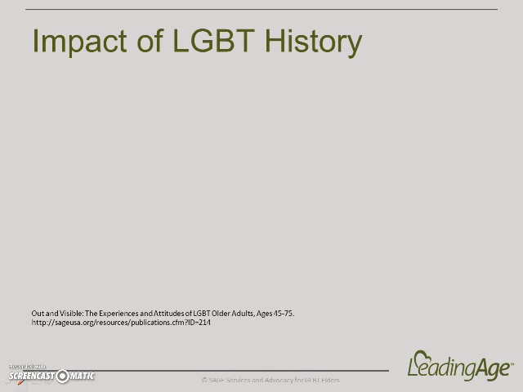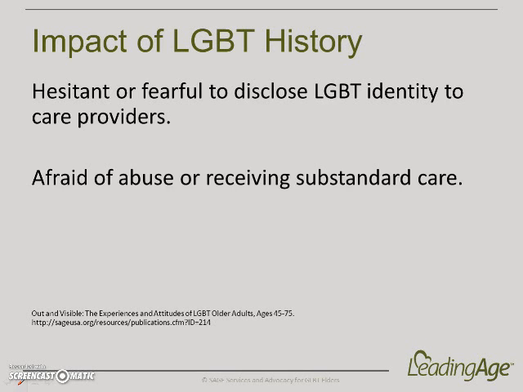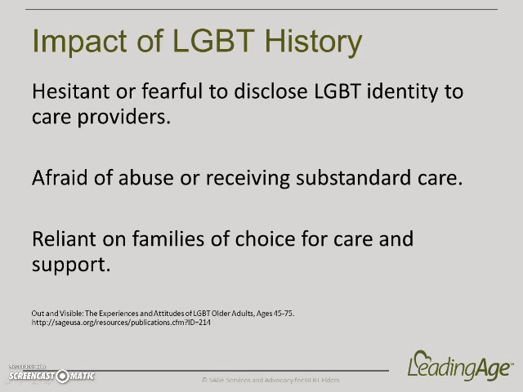So this history of the LGBT experience has an impact on LGBT older adults. They're often more hesitant or fearful to disclose their LGBT identity to care providers. They might be afraid of abuse or afraid of receiving substandard care if care providers know that they are LGBT identified. And finally, LGBT older adults may rely on families of choice or friends for their care and support, rather than biological or legal family.